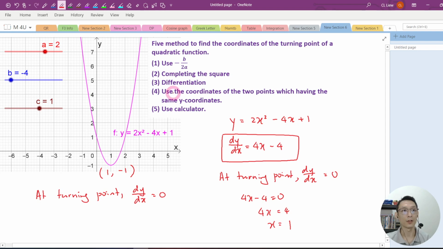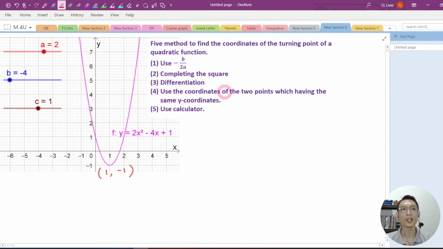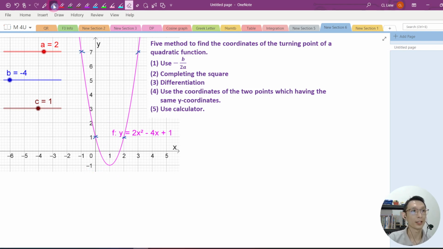Now let me show you the fourth method. Use the coordinates of 2 points which have the same y coordinate. What does this mean? It means that you want to use 2 points which are at the same level. What do I mean by this? Now, try not to use this one because it's very hard for you to see the x coordinate, right? Try to use this one, these two, or maybe these two. Any 2 points at the same level, you can use them. So how do we use them to help you get the coordinate of the turning point? Let me show you here.